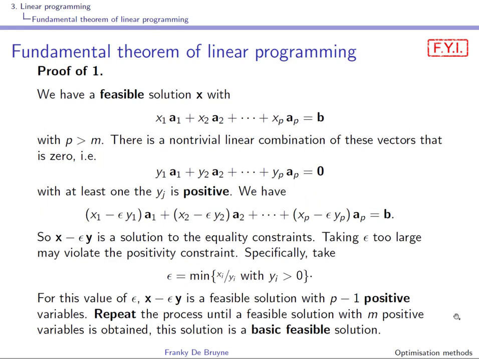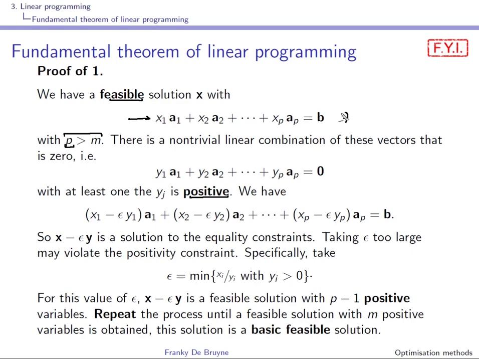Well, let us summarize things. We have a feasible solution that meets the constraints. In this feasible solution we have p components that are positive, right? As p is larger than m, we have a feasible solution, but this solution is not basic. We have shown that it's possible to find a non-trivial linear combination of the vectors a1 to ap that produces the 0 vector, and that at least one of the coefficients y_j is positive.